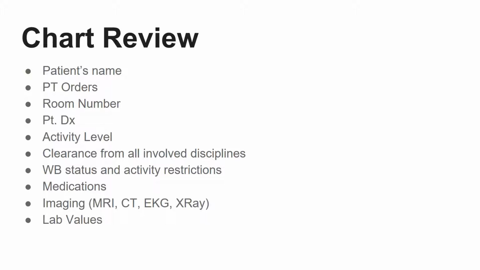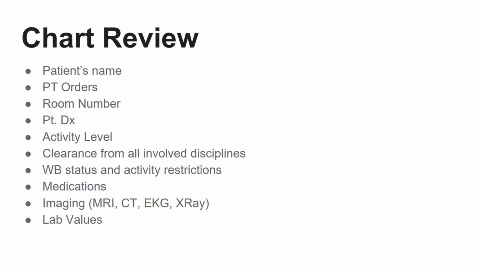So first you're going to want to look at the patient's name and see if you have the correct patient. Obviously that would be a good thing to note right away. Then you're going to want to know what your PT orders are, so if they match up in the chart. So you're going to want to know if you're going to have eval and treat or just eval only. Another thing that would be very important is room number. You don't want to go in the wrong room. That would be really embarrassing.